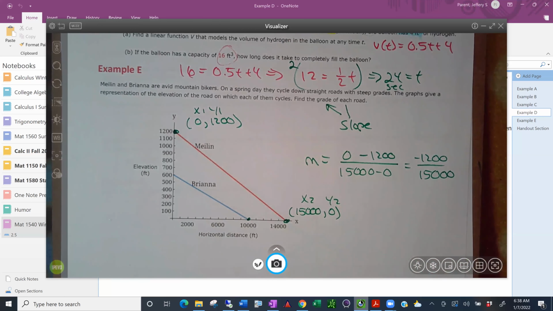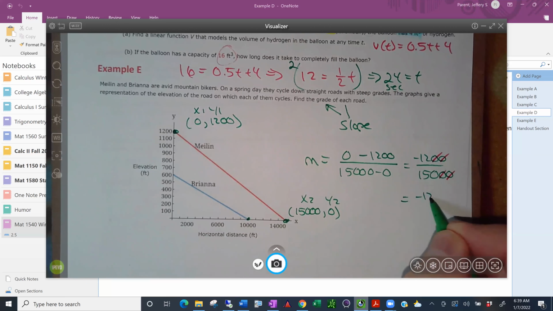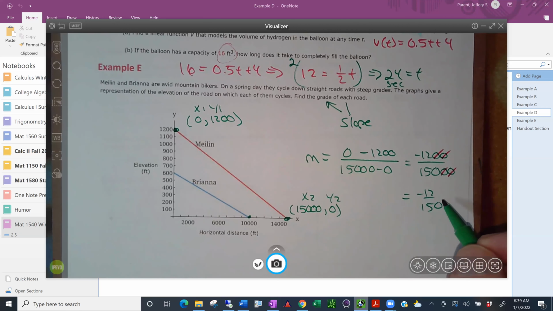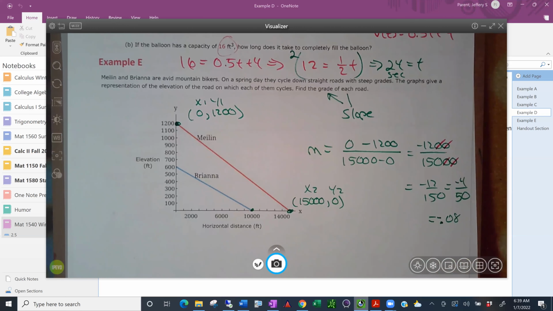And we can simplify that if we want. Probably should simplify it a little bit. One little trick is you can cancel off trailing zeros and end up with negative 12 over 150. Probably want to take out your calculator at this point, or you can notice you can at least divide this by 3 and end up with negative 4 over 50, or a negative 8% grade. Negative 0.08. So pretty steep.